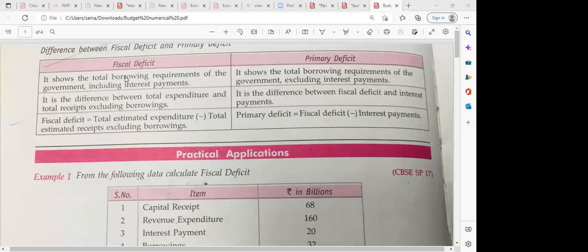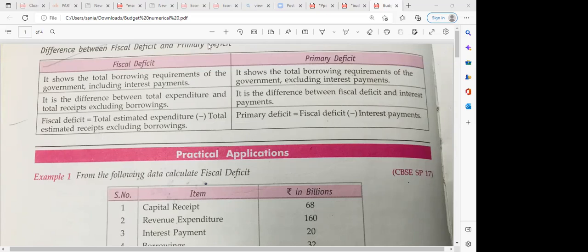Okay. So there is a high chance that you will get a question on fiscal deficit and primary deficit, which we discussed right now. So basically, you have to write the difference between fiscal deficit and primary deficit. First, fiscal deficit shows the total borrowing requirement of the government, including interest payment, while primary deficit shows the total borrowing requirement of the government, excluding interest payment. Fiscal deficit is the difference between total expenditure and total receipts, excluding borrowing. But primary deficit is the difference between fiscal deficit and interest payment. The formula for fiscal deficit is total estimated expenditure minus total estimated receipts, excluding borrowing.